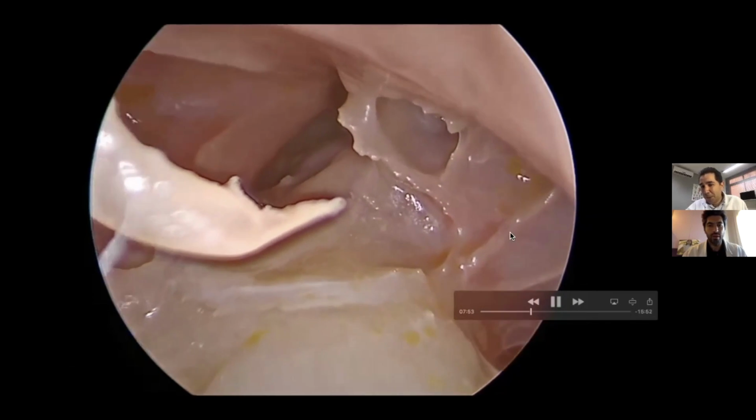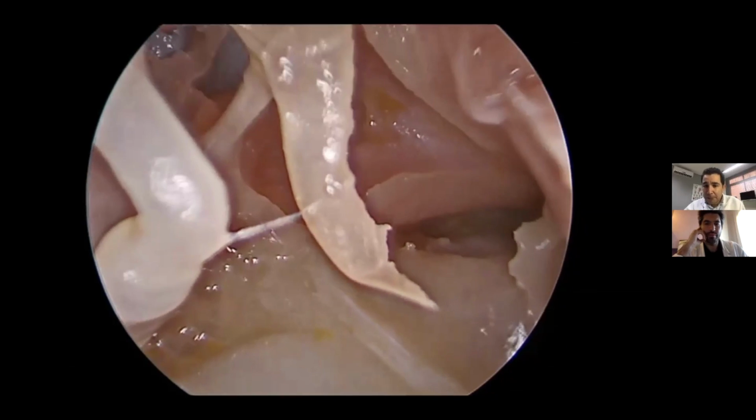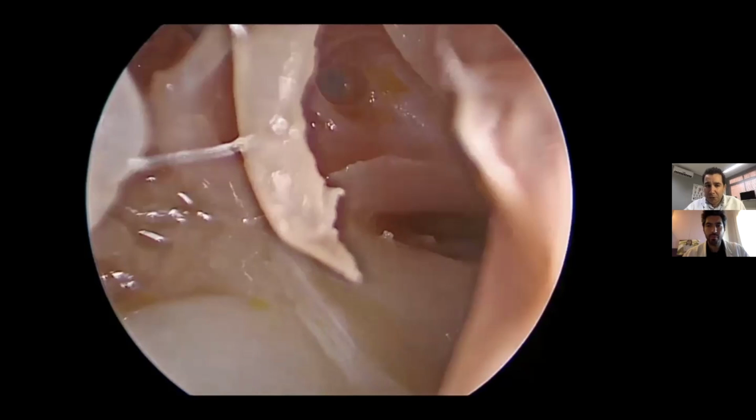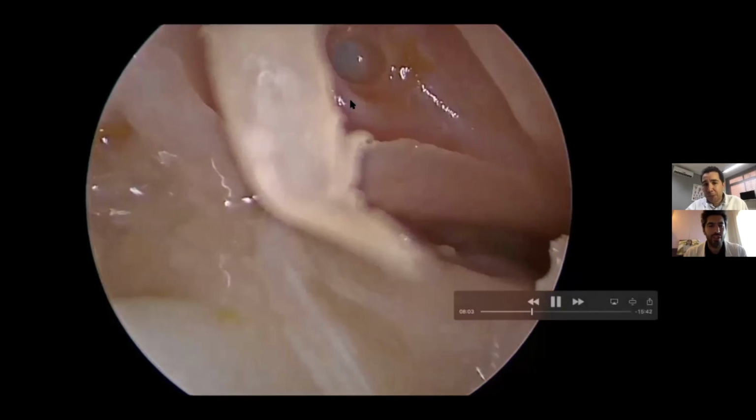At the hypotympanum, you can see some cells, some recesses, but you don't have a lot of important structures, just like the jugular bone. So this is the supratubal.